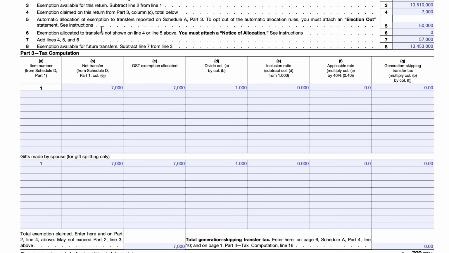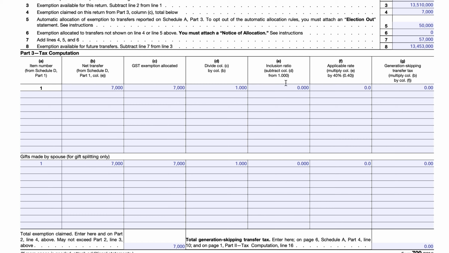So again, we're going to take the net transfer from Schedule D, part one, column E. We're going to allocate 100% of the exemption to that. That's available. You don't have to, but you can. You divide column C by column B to get 1.000. You're supposed to round to, I believe, 3 digits here.